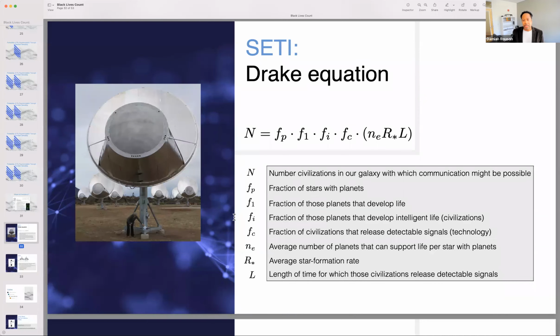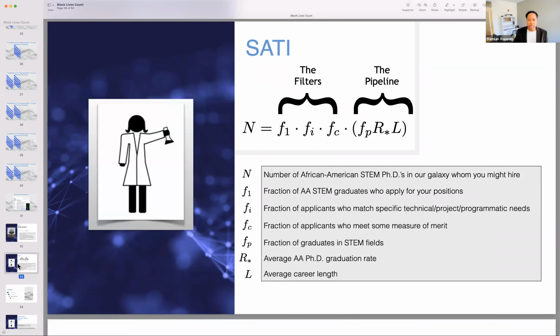And as I understand it, I'm not an astronomer myself or astrophysicist, but as I understand it, this equation has driven a lot of science since it was formulated. It gives you things to go after if you'd like to figure out the answer to this number. So I would say that if we're trying to have more diverse organizations, then we're in a search for African-American terrestrial intelligence. And again, I would group some terms here into what I'll call the pipeline.